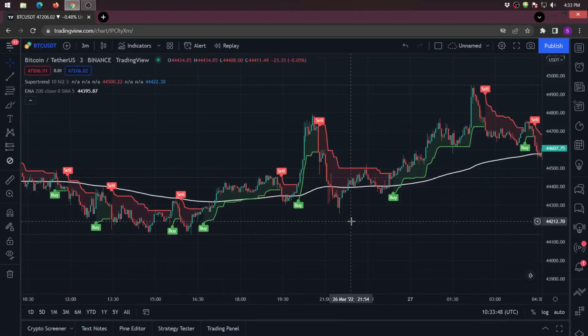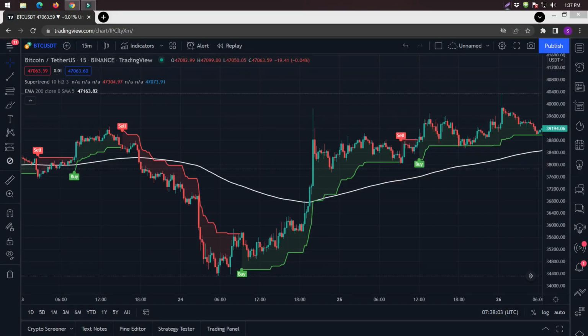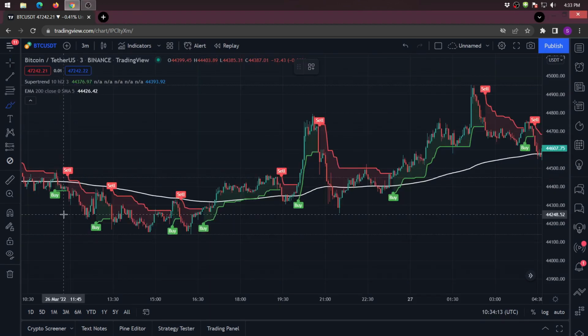So the strategy is if the price crosses up the 200 EMA and stays above the 200 EMA, we just take buy signals from Supertrend and we avoid all the sell signals during this period. And if the price crosses down the 200 EMA and stays below the 200 EMA, we just take sell signals from Supertrend and we avoid all the buy signals during this period. So let's go with an example.